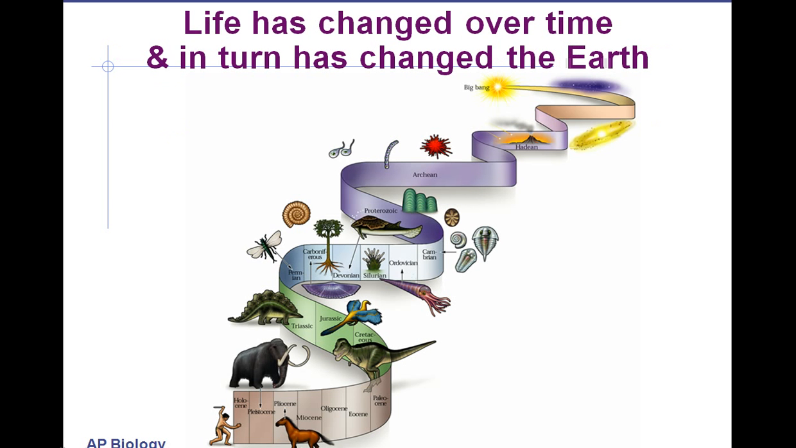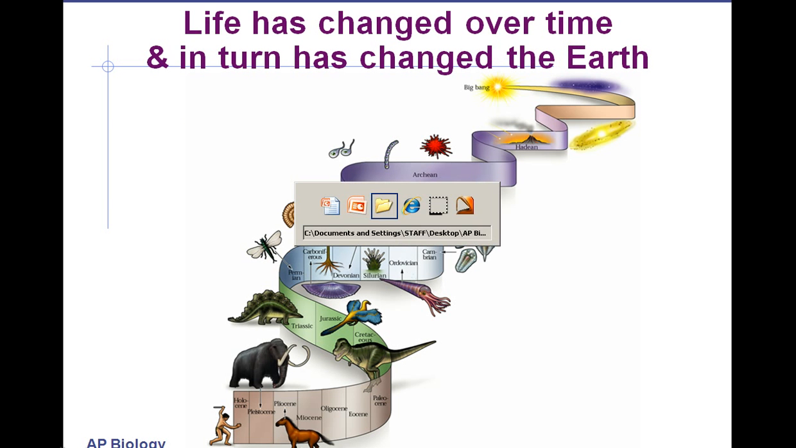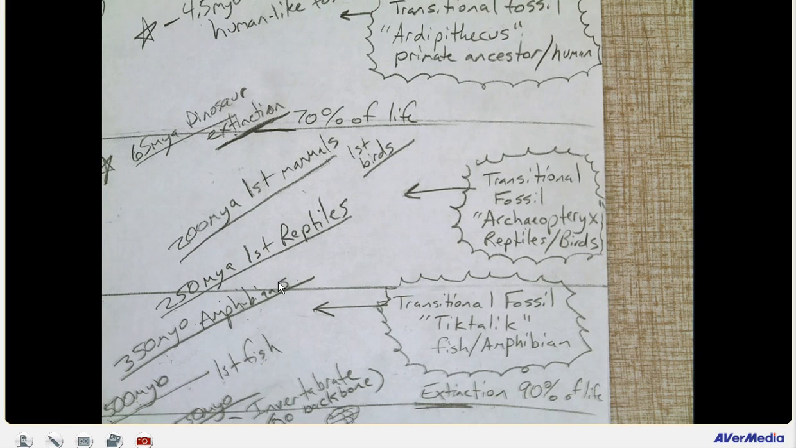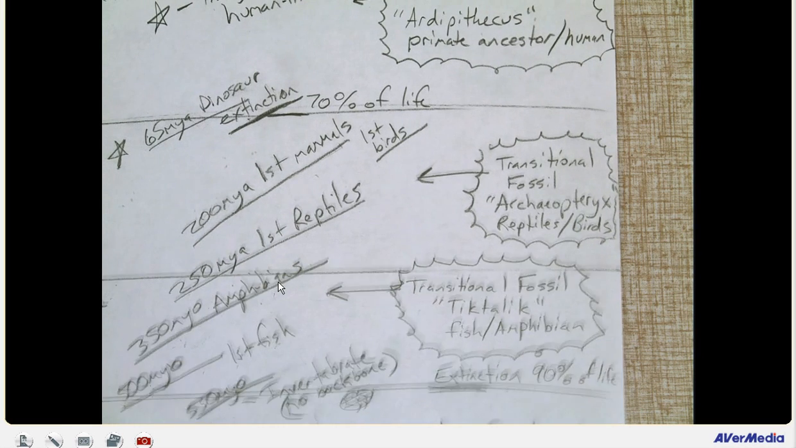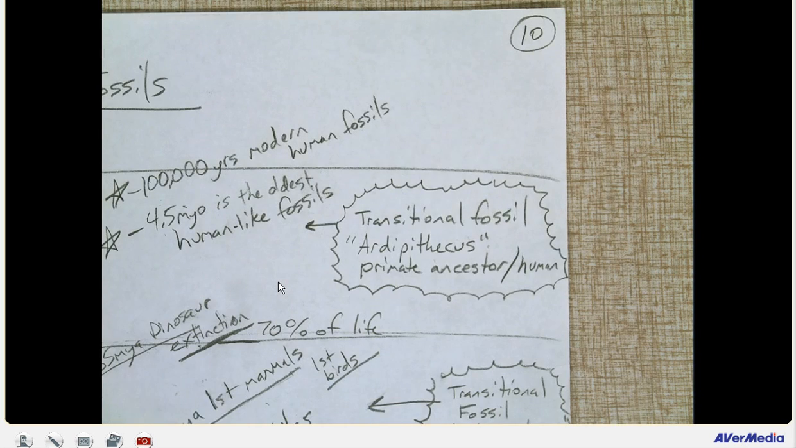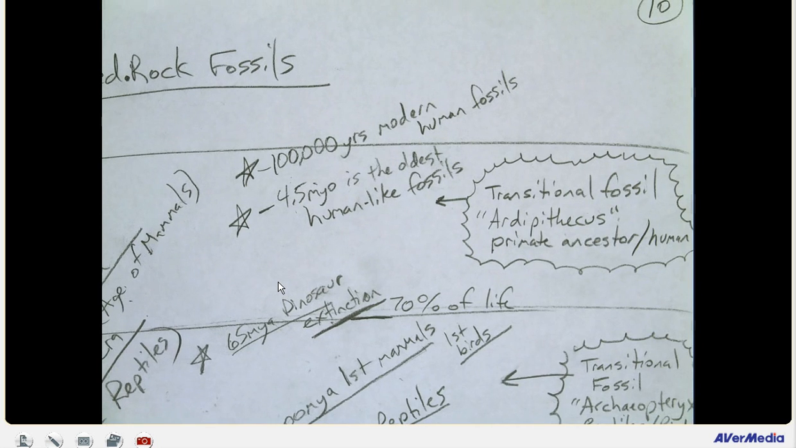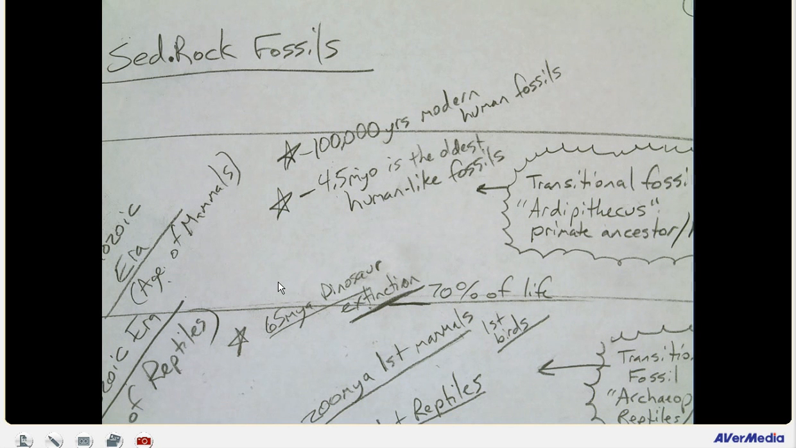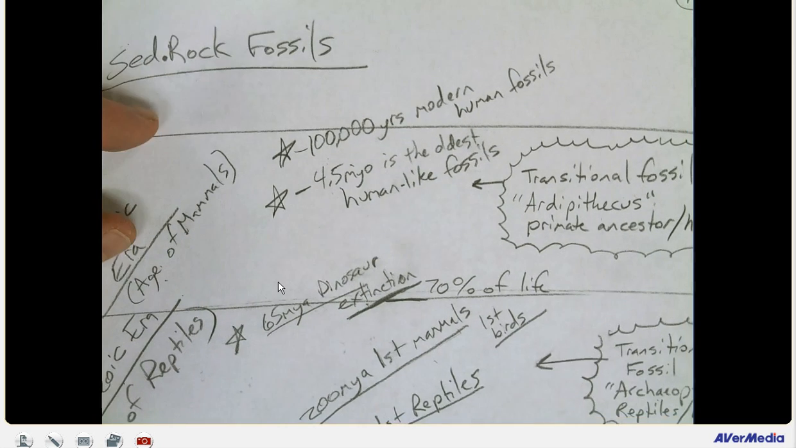All right, we're going to add to our notes. So what I'd like you to do is have a couple transitional fossils in a previous page. I believe it was page 10. It was the paper that you had with sedimentary rock fossils. So I believe you wrote the transitional fossils down in a previous paper. However, let's make sure that we complete our notes.